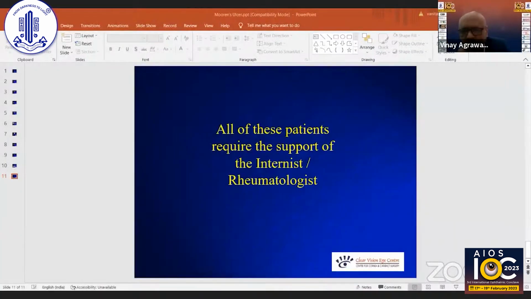From a very common disorder, we will now move to a not so common or a rare disorder.